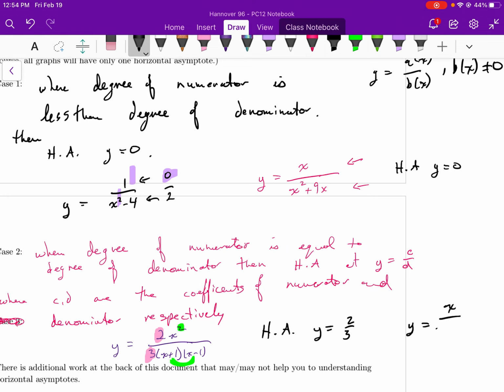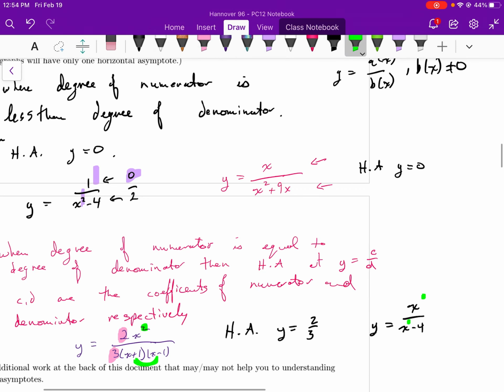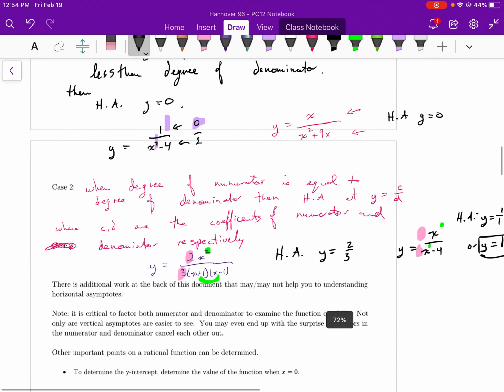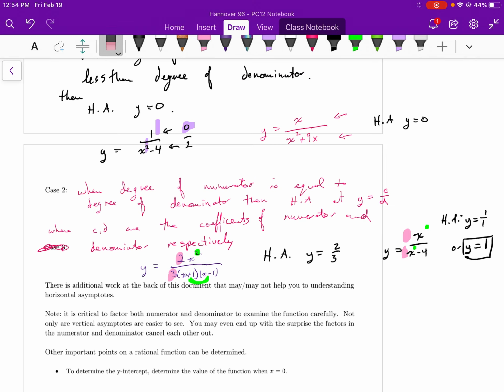Also, if we have y is equal to x over x minus 4, we notice the degree of the top is 1 and the degree of the bottom is 1. So the degrees are equal, and we go to the leading coefficients. There's actually a 1 in front of that x, although we don't write it. So we have a horizontal asymptote where y is equal to 1 over 1, or probably better put, y is equal to 1. All right, let's go to the last case. I hope that's clear, and I hope you're able to fit it in your notes.